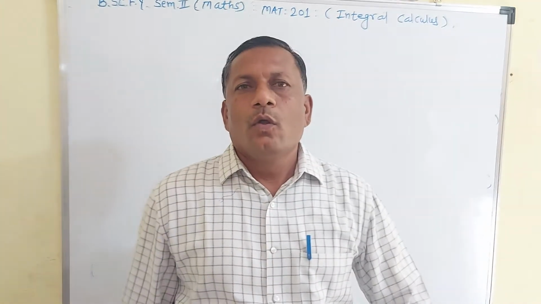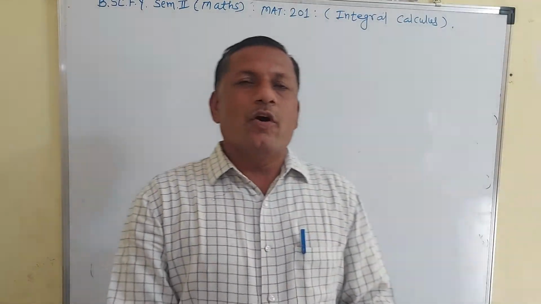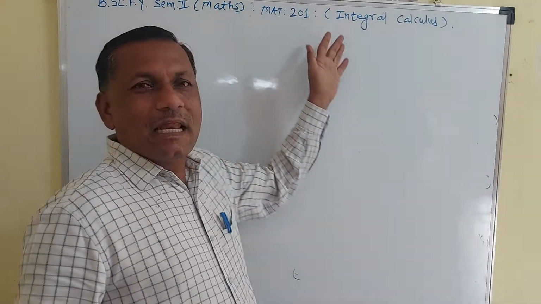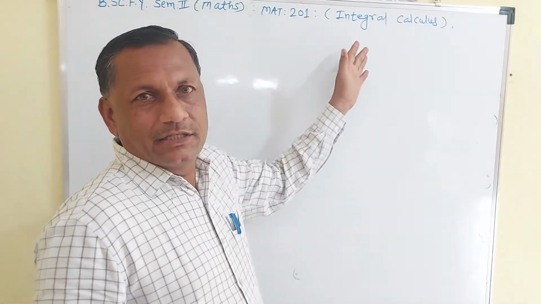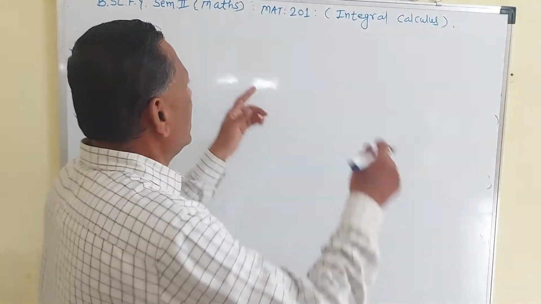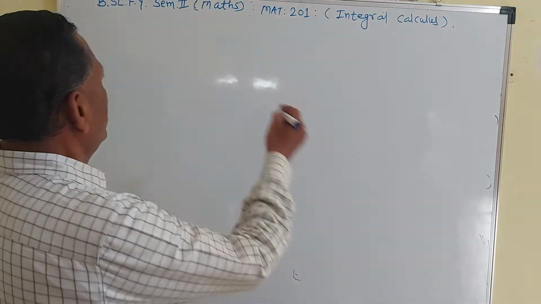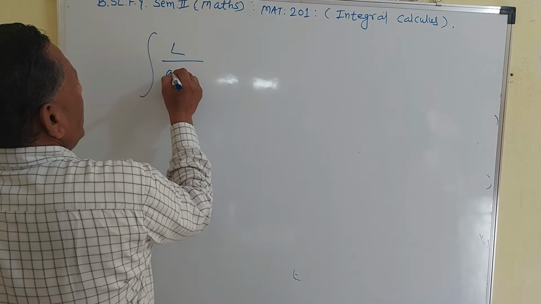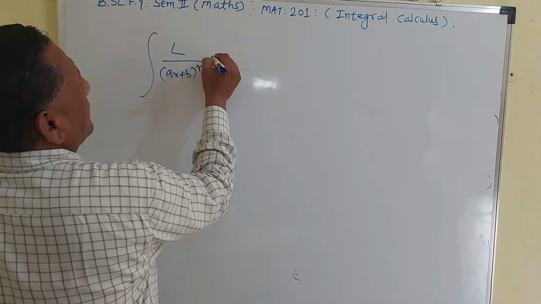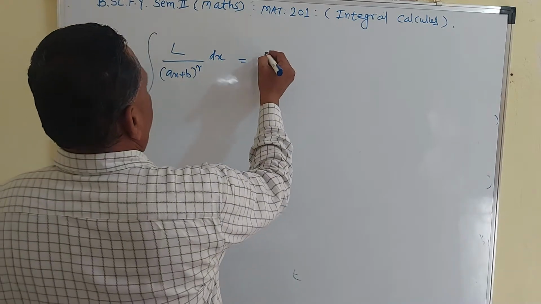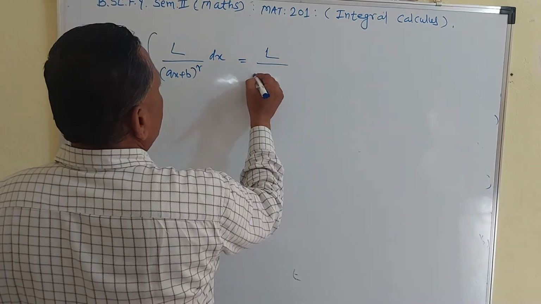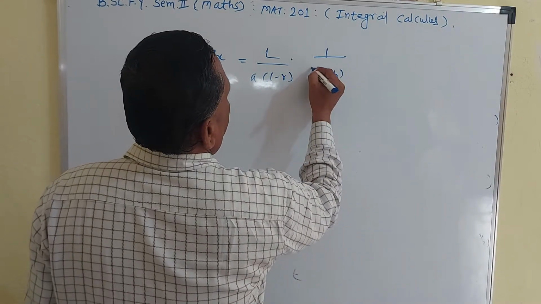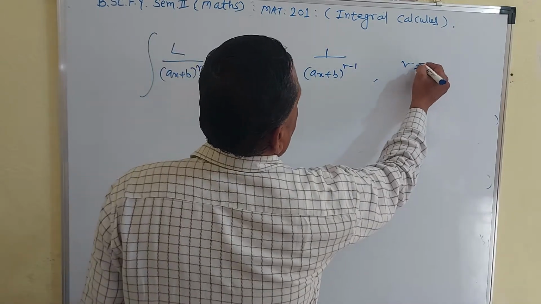Hello students. So last lecture we have seen two formulas of finding the integration. That is, integration of 1 upon x plus b dx is equal to 1 upon 1 into log of x plus b. And similarly we have seen the formula, integration of 1 upon (ax plus b) raised to r dx. So what is its integration? 1 upon a into 1 minus r into 1 upon (ax plus b) raised to r minus 1, where r is not equal to 1.